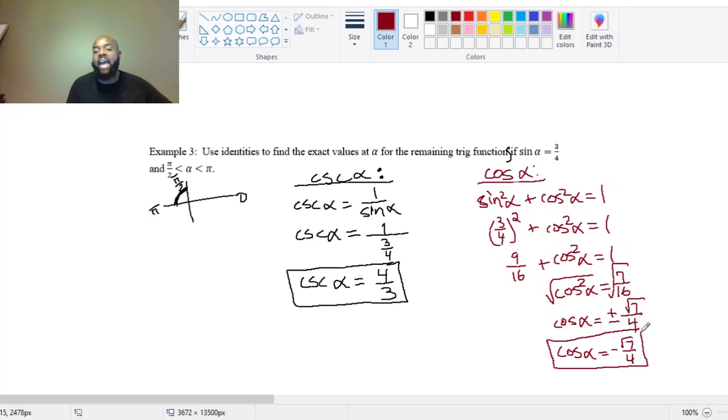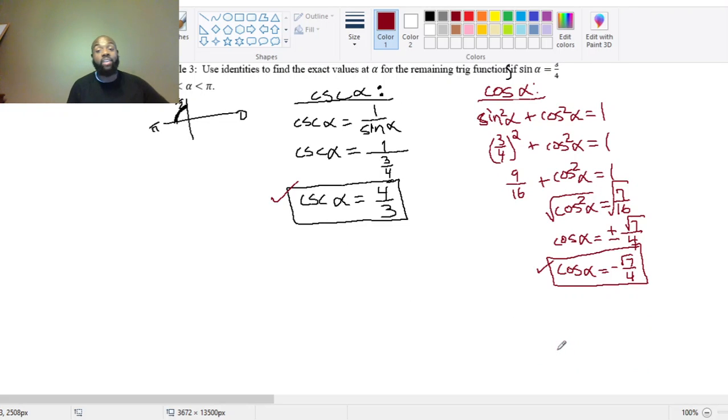So notice I was given my sine, I got my cosecant, and I have my cosine. Now I can find my other trig functions. For instance, I can find my secant function, because secant and cosine are reciprocals.